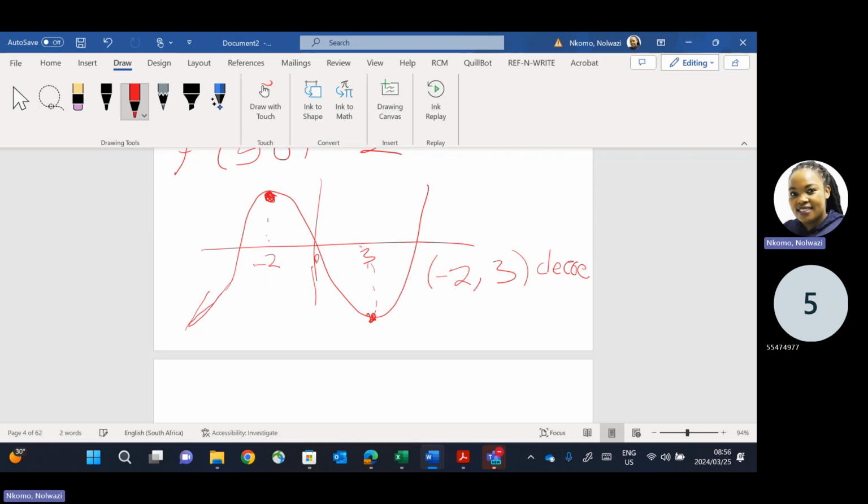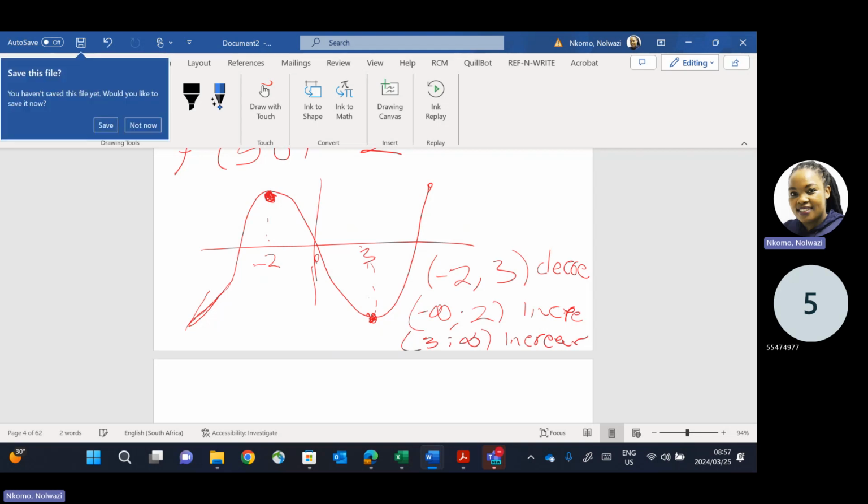As for increasing, you see it's increasing from this side up to this side. This side, you don't know the numbers, but you know the numbers are going to negative infinity. So you can say from negative infinity to -2, the graph is increasing. Again, from here to positive infinity, the graph is increasing. So from 3 to positive infinity, the graph is increasing again. That's all.